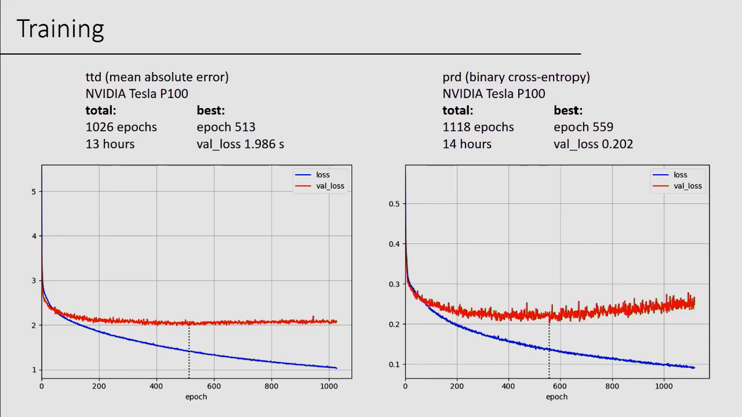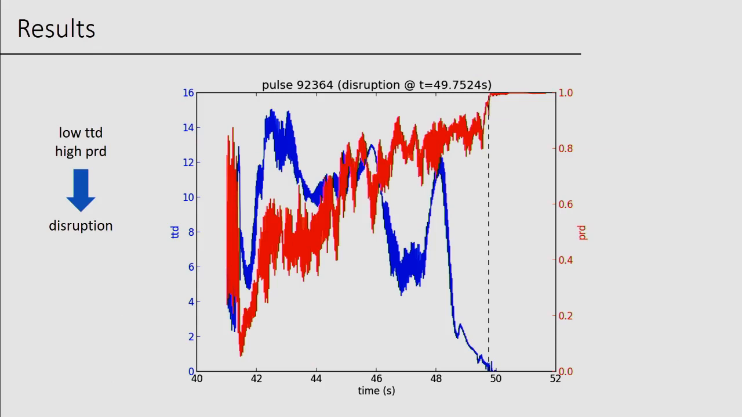Okay, so now let's use these two variants of the recurrent network, and let's try to analyze some experiments in real time. Here is a disruptive experiment. You can see by the dashed line where the disruption is. So if we're trying to predict this disruption in real time, what information are the two networks providing us? Well, in red, you can see the probability. And in blue, you can see the time to disruption.